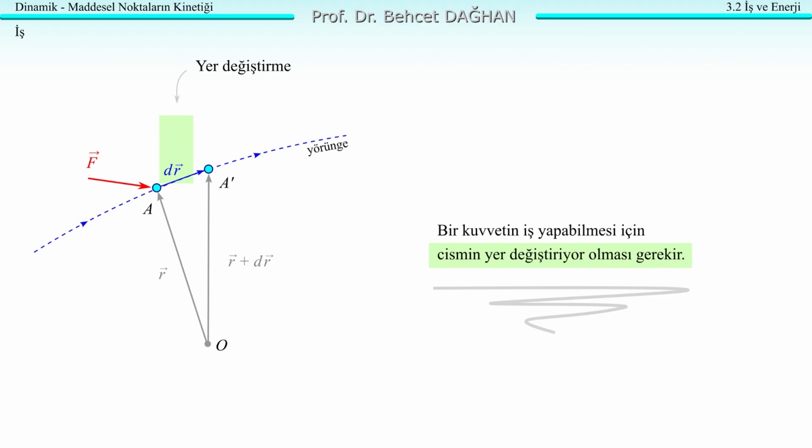But we are exaggerating the drawing. We are exaggerating the shape in order to be able to see it. We are showing dr as large. In reality, it is not possible to see it with the naked eye. Now, how do we find the work done by this force? Let's look at that.